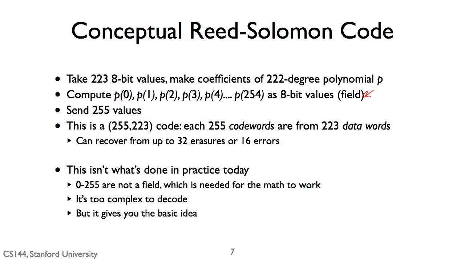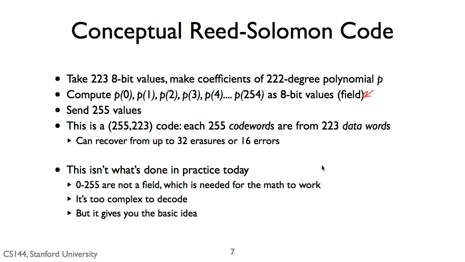And that's the basic idea, is that if I have up to 16 errors, I can still figure out which ones are wrong, and I can reconstitute the polynomial. I can reconstitute the polynomial coefficients, or I could be missing 32 of them. As long as I get 223, if I have 32 erasures, I can still reconstitute the original polynomial.